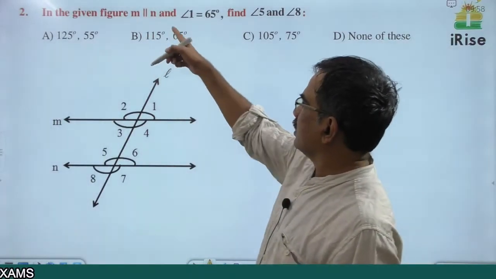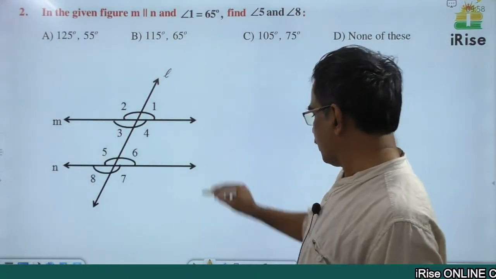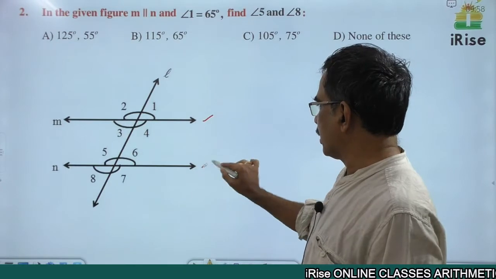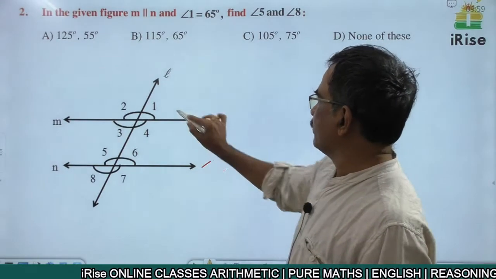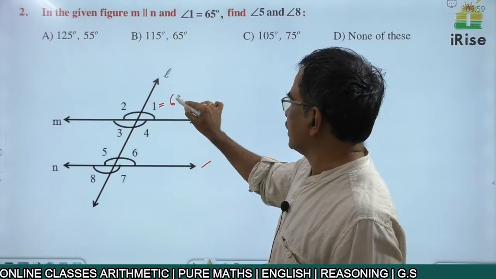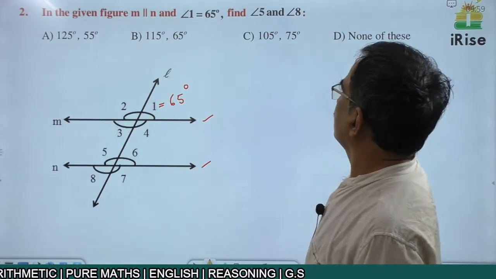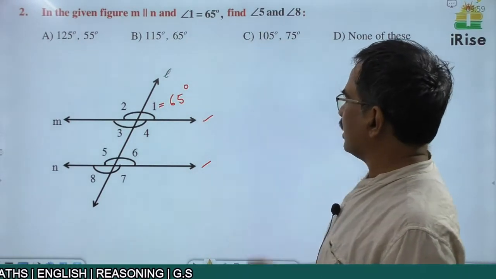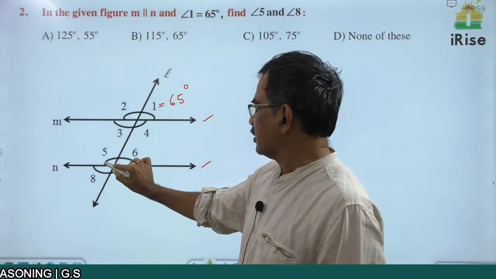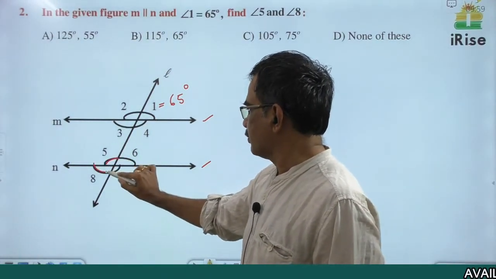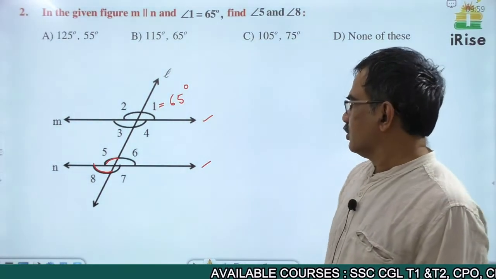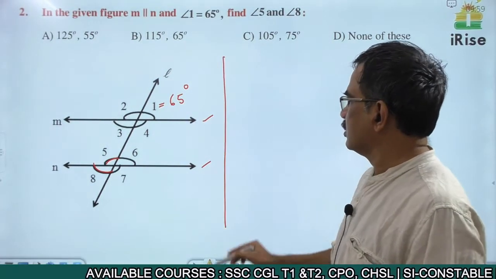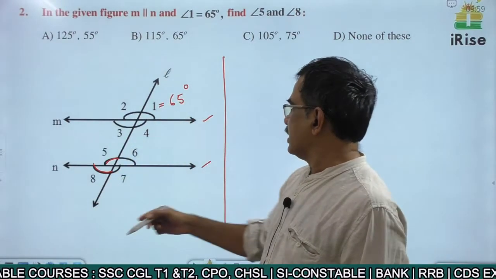In the given figure, M is parallel to N. These two are parallel lines. Angle 1 is equal to 65 degrees. This angle is 65 degrees. Find angle 5 and angle 8. We have to find this one and also this one. So here, angle 1 and angle 8.